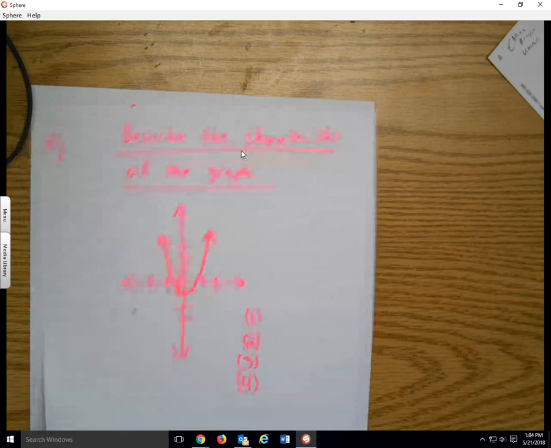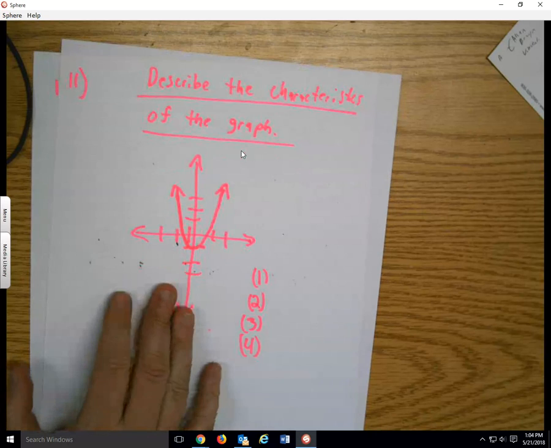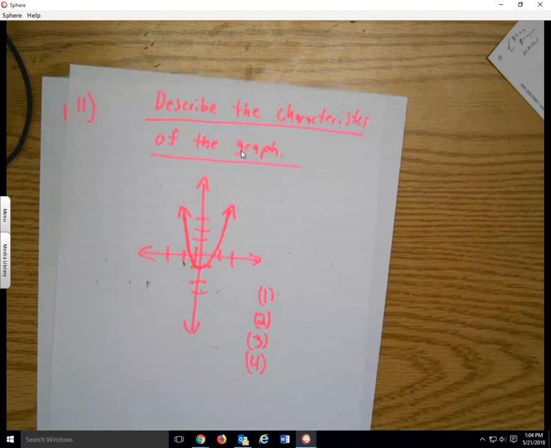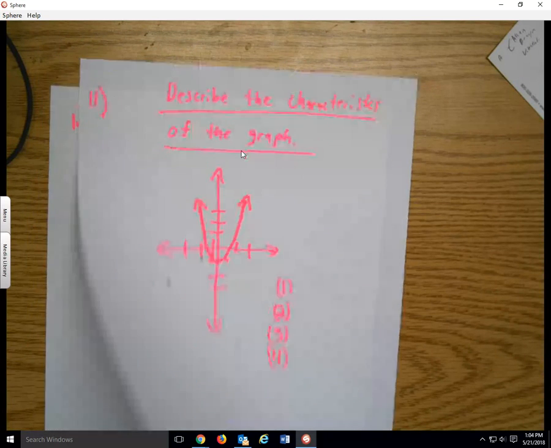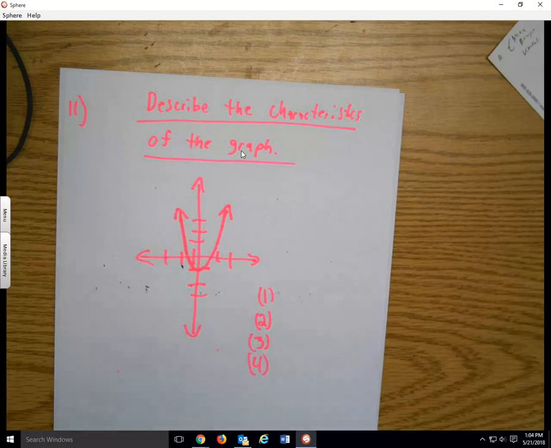So we just did 10 questions, and I want to stop. If you need a break, go for it. But I want to show you these last two because they're worth more points on the quiz. So you definitely want to know how to do these, okay? Describe the characteristics of the graph.